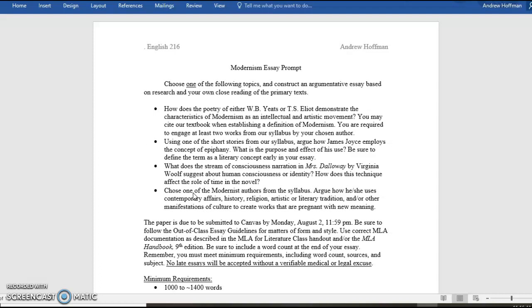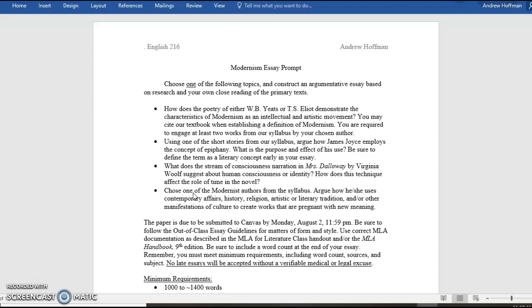Next question. Using one of the short stories from our syllabus, argue how James Joyce employs the concept of epiphany. What is the purpose and effect of his use? Be sure to define the term as a literary concept early in your essay. Again, our textbook does that. It does have a good definition of epiphany. But again, some of you do not have the textbook, so you better find a good one. Again, do not just go to Merriam-Webster's dictionary. That's lazy and inadequate.